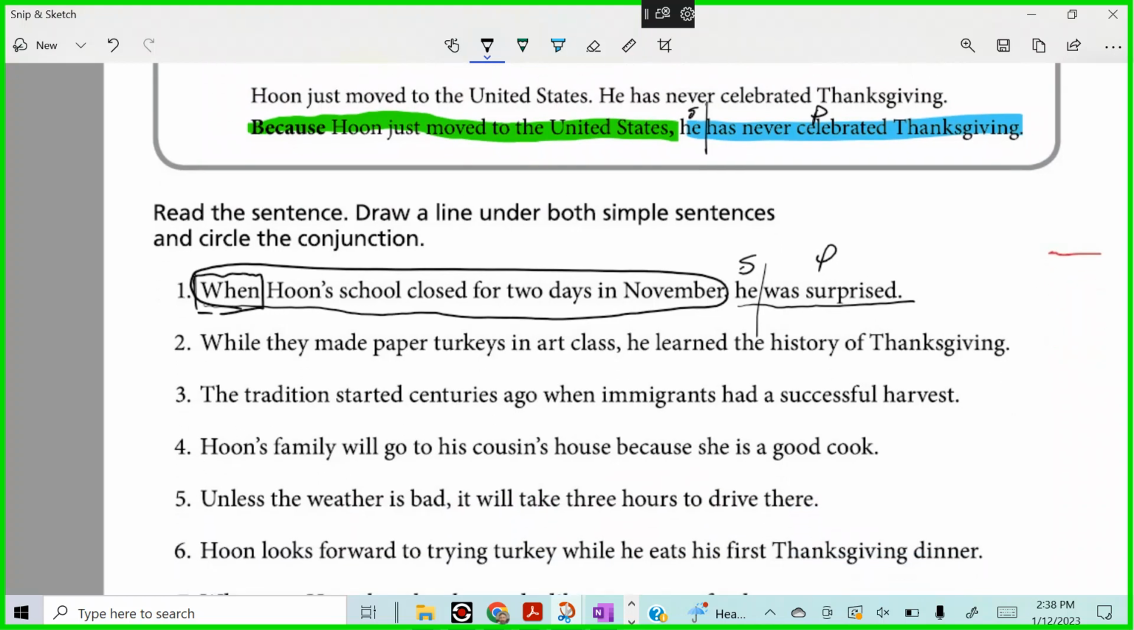Who can go to the board and rock it out like a rock star? PJ, do it. I'm going to put you on the pen. Grab the pen up there. All right, you ready? It says, while they made paper turkeys in art class, he learned the history of Thanksgiving. You do the whole thing. Go.